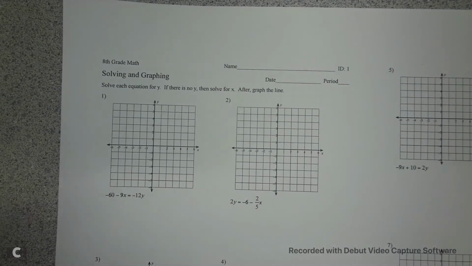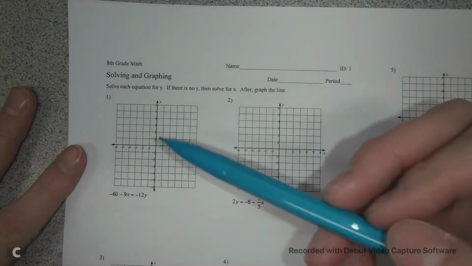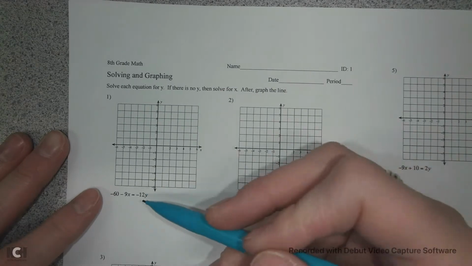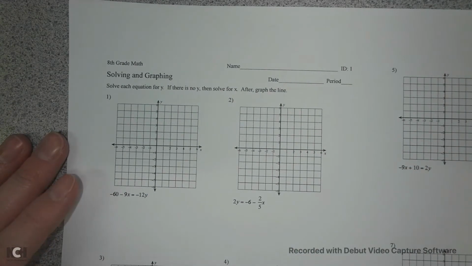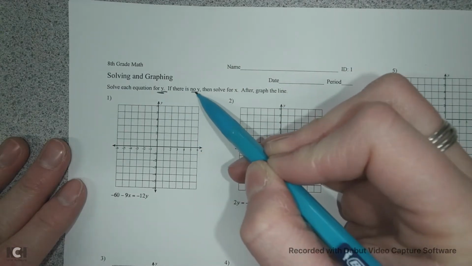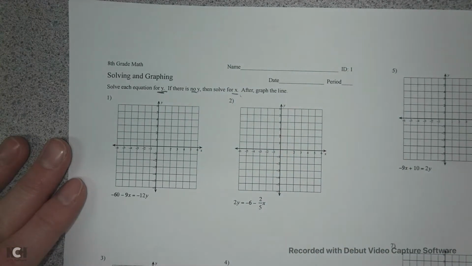Alright guys, today we are solving and graphing. So we have these graphs that you're going to graph on, and then we have these equations. But these equations are not in the correct form. So we're going to solve each equation for y, but if there's no y, then we're going to solve for x, okay? So we're going to do some of these together.